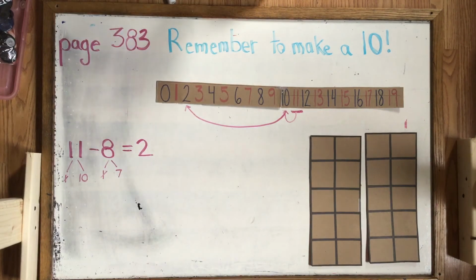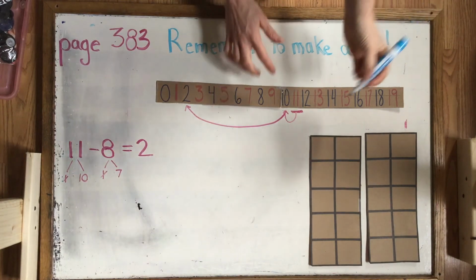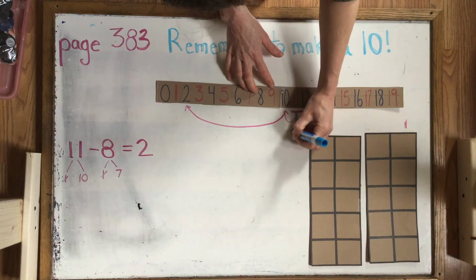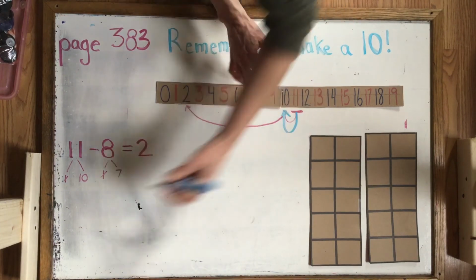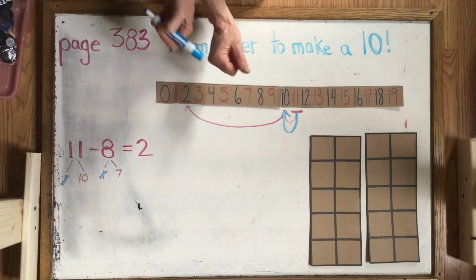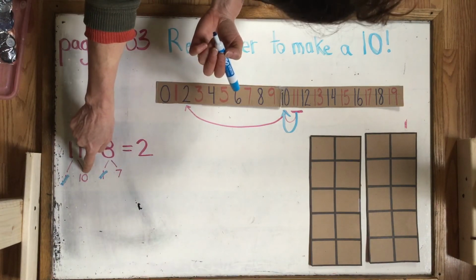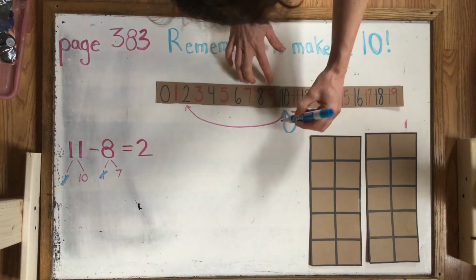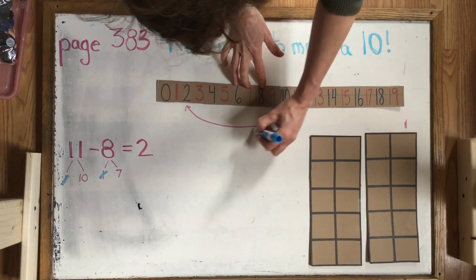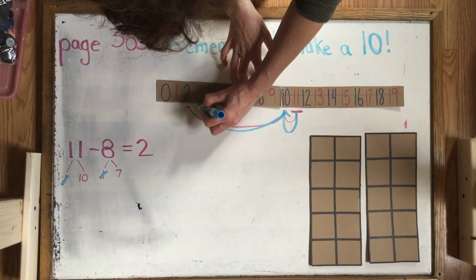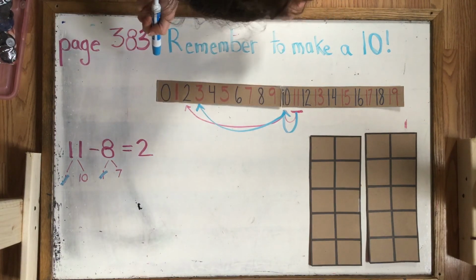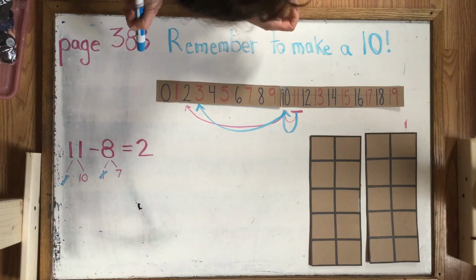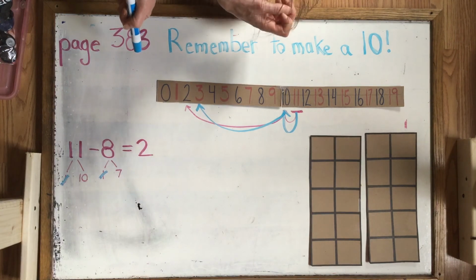You know what? I'm going to get a different color marker, because it does in fact look like Boom is wrong. Boom went back 1 to get to 10. We'll cross that out again. He did a nice job. But now, since he's at 10, he has to go back 7 more. 10 minus 7 is not 2. 10 minus 7 is 3. It looks like Boom didn't know his tens facts.